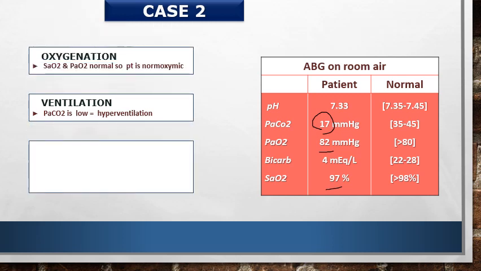As regards the acid-base status, here we have 7.33. There is acidosis. Here the bicarbonate level is 4, which is very, very low. So the patient we are dealing with has a metabolic acidosis.